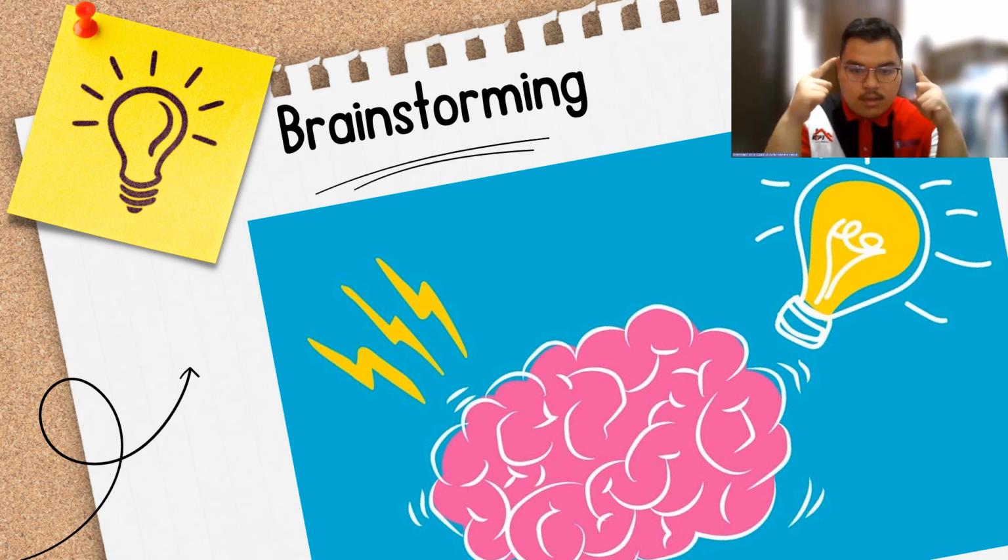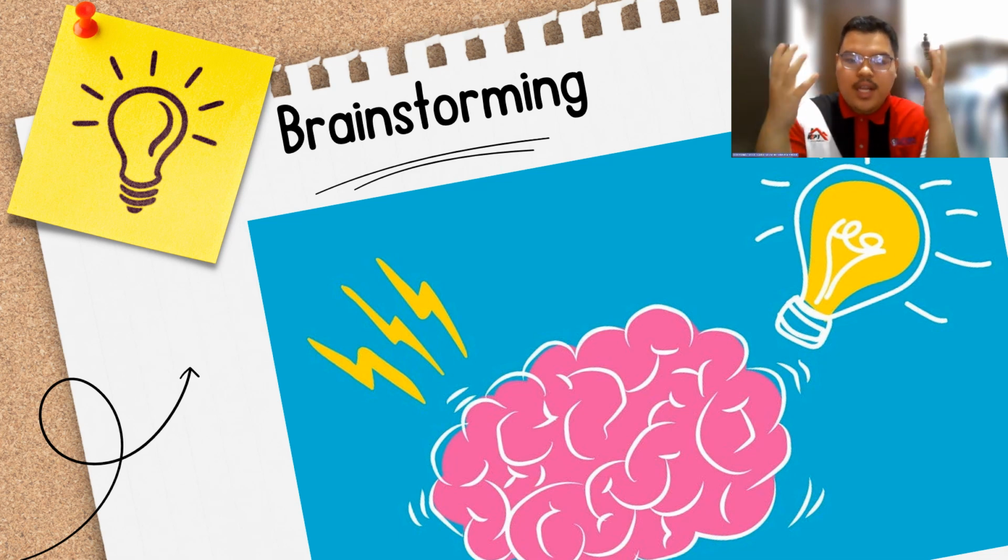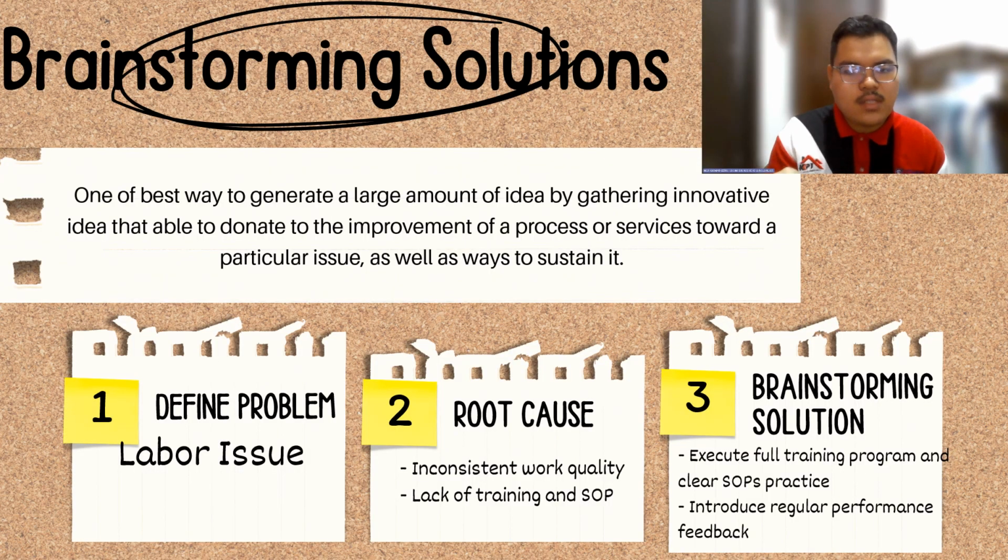Second is the brainstorming solution. Now, this method is one of the well-known methods that we can use to generate any idea from our brains to solve any issue. In terms of Six Sigma, this is the best way to generate any amount of creative and innovative ideas to solve our problem for this project.